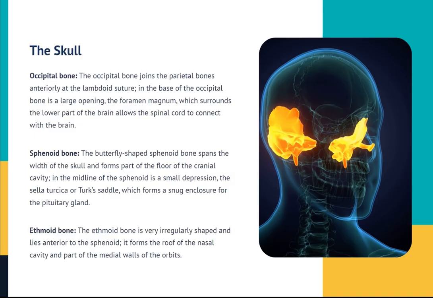Sphenoid bone. The butterfly-shaped sphenoid bone spans the width of the skull and forms part of the floor of the cranial cavity. In the midline of the sphenoid is a small depression, the sella turcica or Turk's saddle, which forms a snug enclosure for the pituitary gland. Ethmoid bone. The ethmoid bone is very irregularly shaped and lies anterior to the sphenoid. It forms the roof of the nasal cavity and part of the medial walls of the orbits.